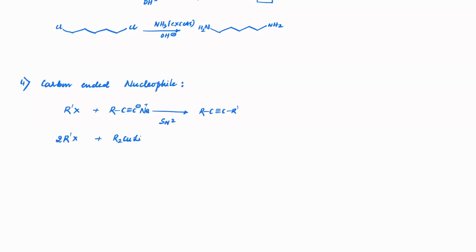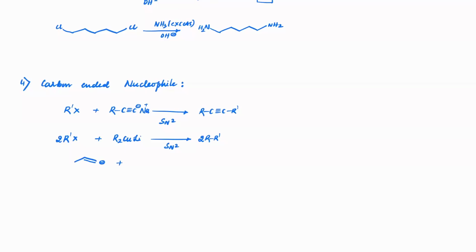This time we see if you have carbon-ended nucleophiles, if the carbon end is attacking as a nucleophile. So that is alkyl halide plus triple bonded carbon that will react to give this kind of substitution product. We have seen this in alkynes also. This goes via SN2 mechanism. In case you have 2 moles of alkyl halide reacting with R2CuLi also, you will get 2RR. Corey-House synthesis, we have learned this in alkanes.